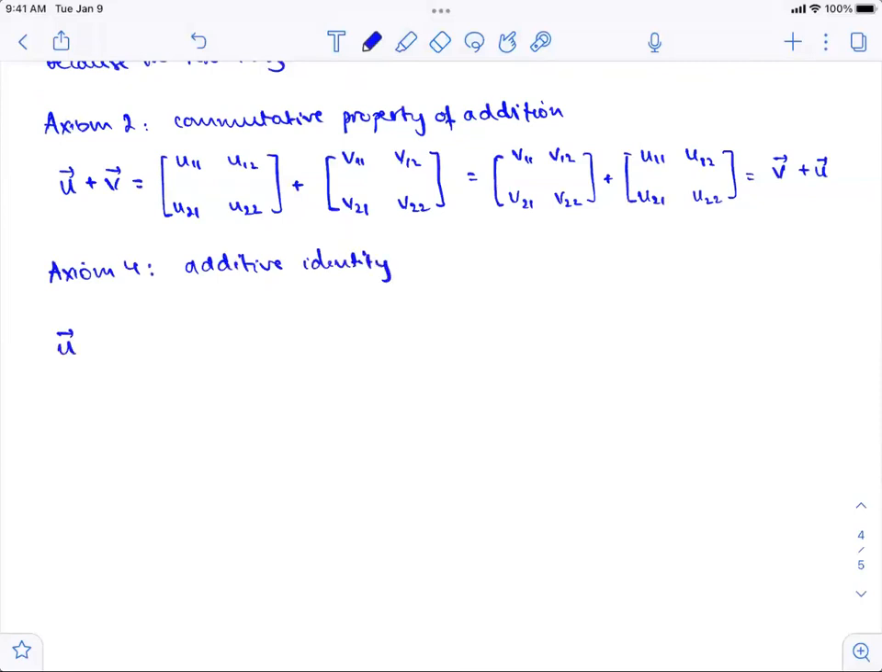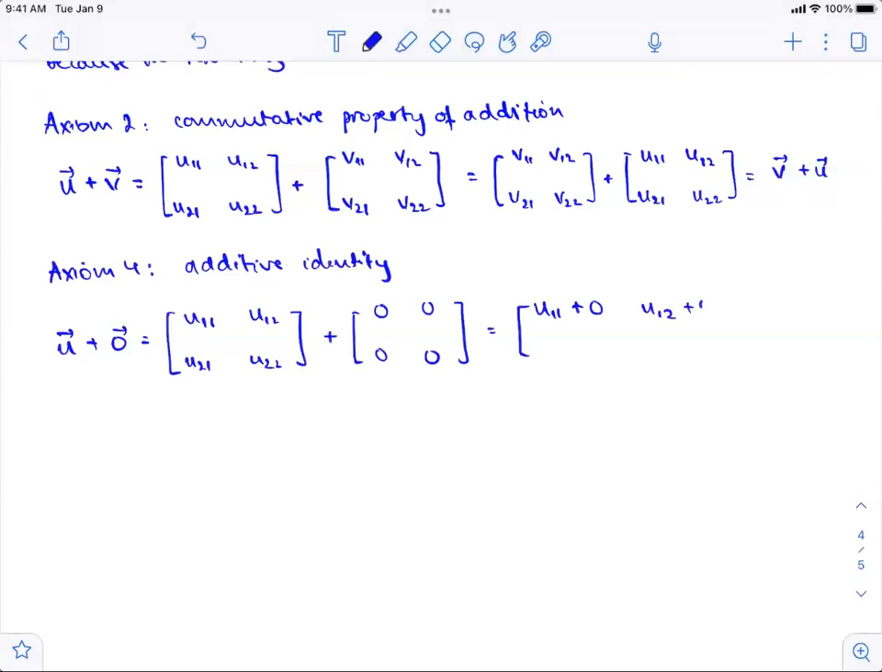So the identity of matrix addition is going to be u11, u12, u21, u22. So the zero matrix in this case is 0, 0, 0, 0. Right? Now for the matrix addition, you just add component-wise, so you get u11 added with 0, u12 added with 0, u21 added with 0, and u22 added with 0, and you get the vector u again.